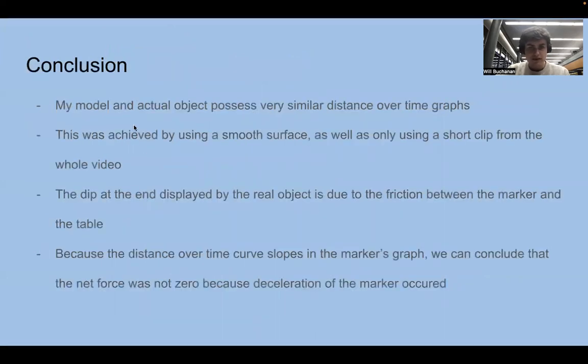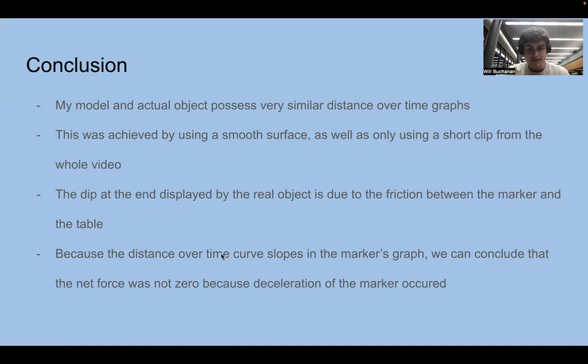And then in my conclusion, I was actually pretty surprised by how close the marker was to the computer program, because they had such similar velocities, down to the second or third decimal, all the way through the first second. I think this was achieved because I used such a short clip of the video, just the very middle section when the marker was rolling pretty well. And I used a pretty smooth surface and a pretty smooth marker, which helped minimize the friction. The dip at the end displayed by the marker is due to the friction, as I've already said, that is experienced between the marker and the table.